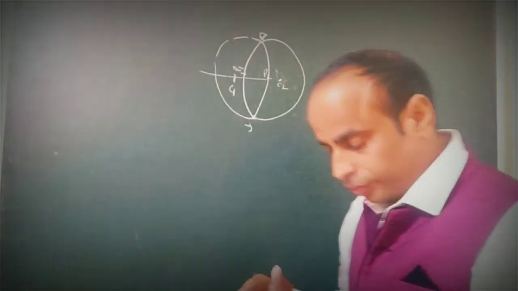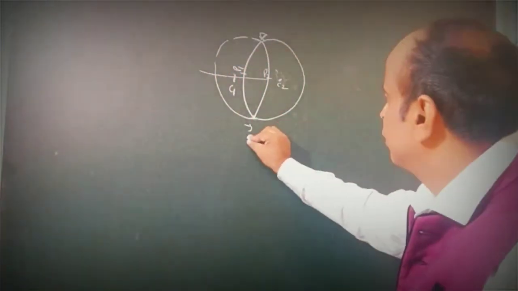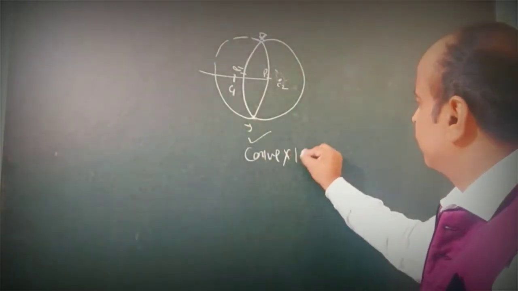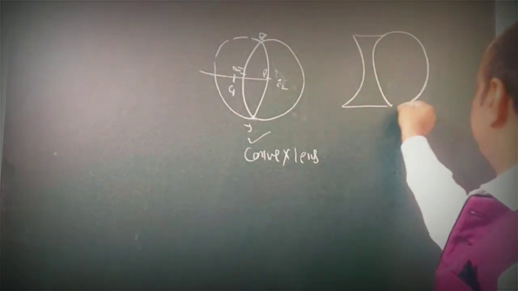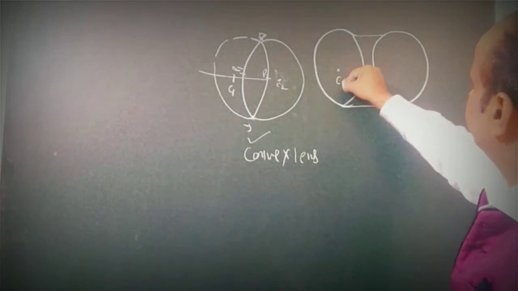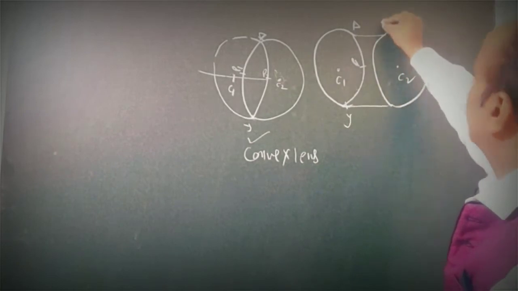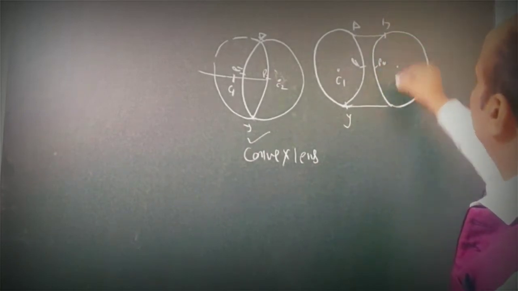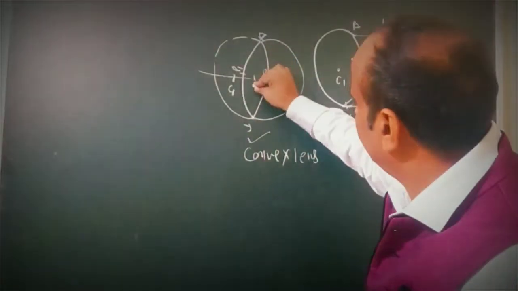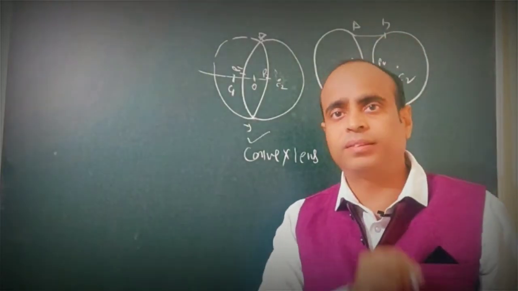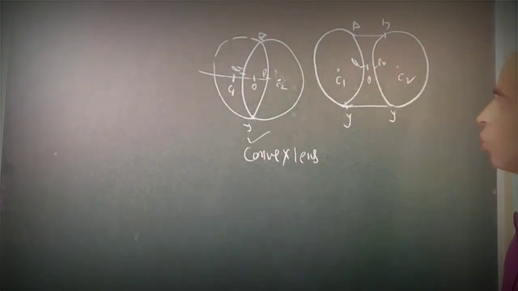Let us introduce the terminology associated with these two lenses. This is your convex lens and again two curved surfaces, right? This is C1 and this is C2. Again A, P1 and Y, and B, P2 and Y. This lens is very thin, so this point O is termed as the center of the lens, that is, the optical center. This particular point O is termed as the optical center.